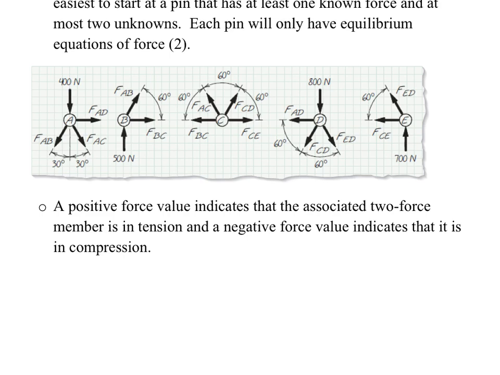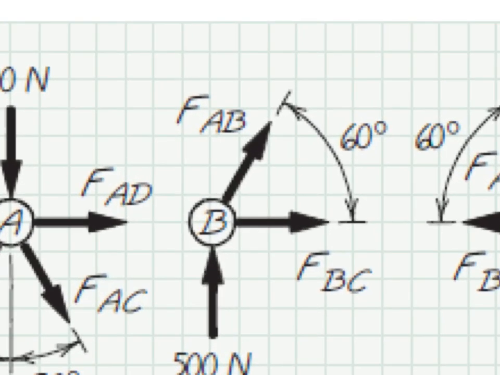So hypothetically, if FAB turned out to be a negative number, it really means that there's a force acting this way on the node, which means that there was a force acting that way on the member. So we would switch the direction of the arrow for FAB. That's what a negative quantity would mean. And then that means that the member over here would have a force acting this way to balance it, which is why this member would be in compression if we have a negative quantity for our answer.